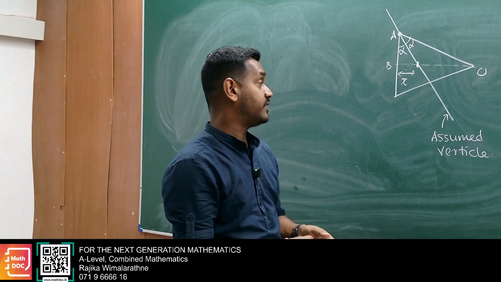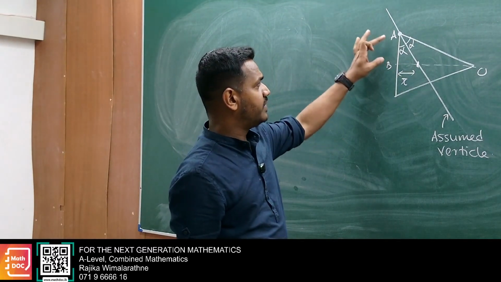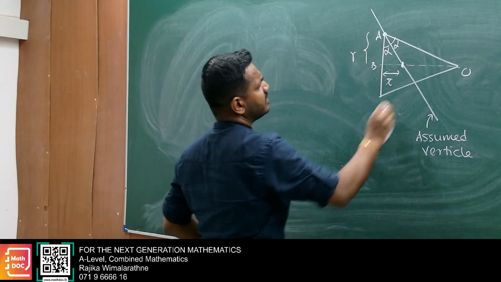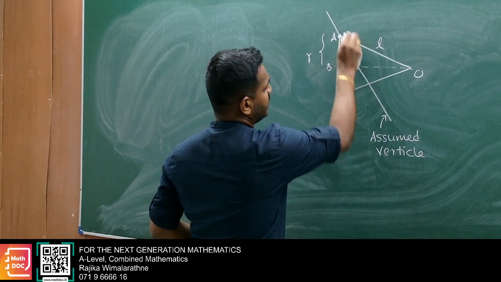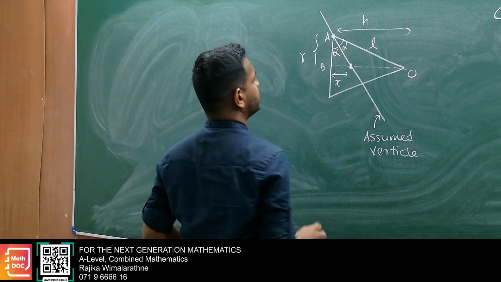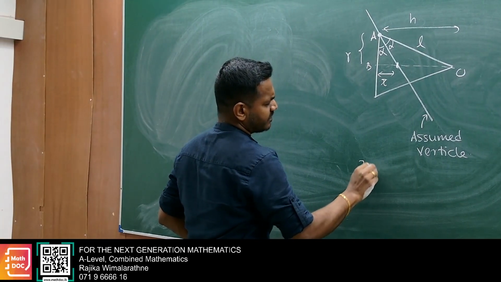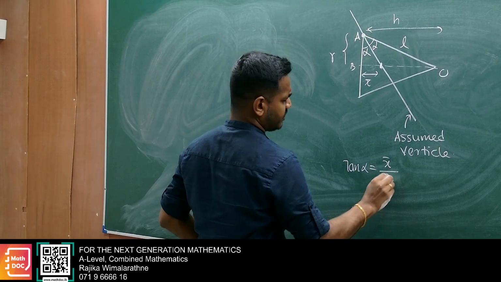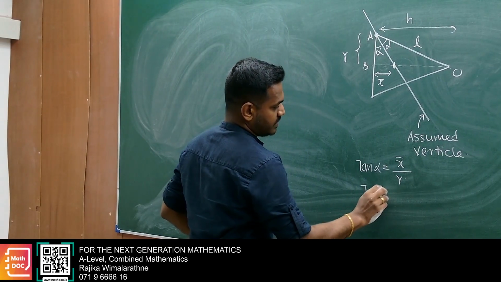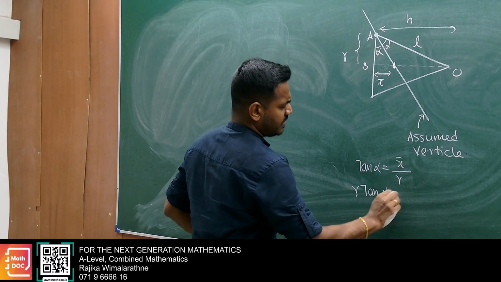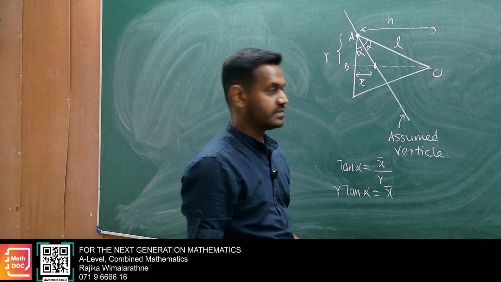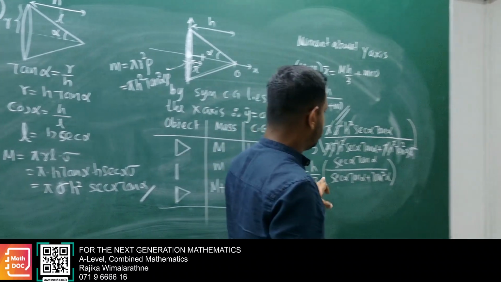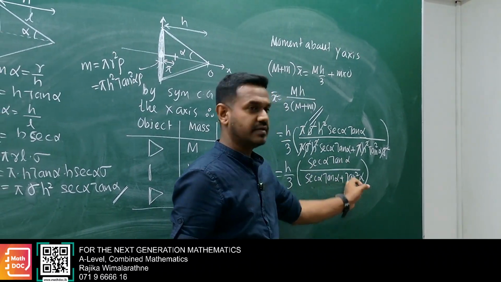So we need to find the sin alpha value. We know x bar, we know R, we know H is given. Then here R, we know L, here H. Then tan alpha equals x bar over R. R tan alpha equals x bar. Then x bar is h divided by 3 sec alpha tan alpha over sec alpha plus tan alpha.